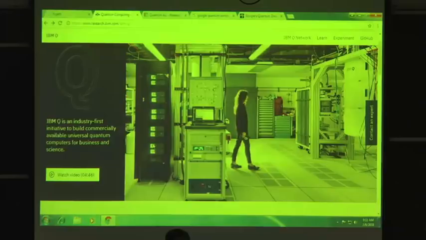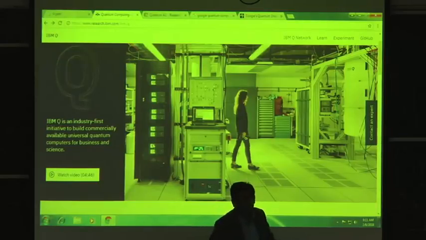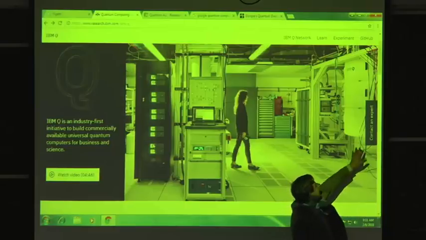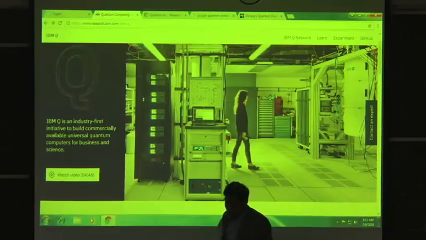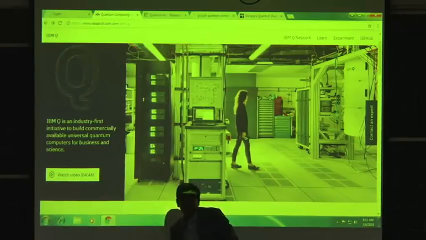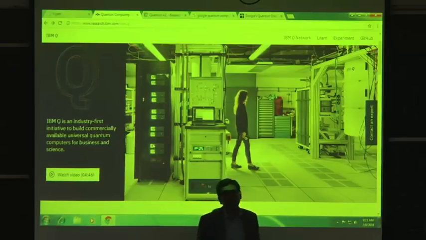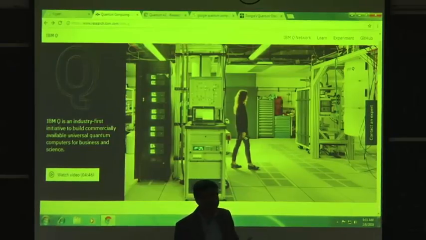IBM Q is another initiative, a very large-scale initiative by IBM, in which IBM would like to achieve quantum supremacy. And I'll explain what is quantum supremacy in the next 5 to 10 years. This picture, yeah, 5 to 10 years, fine. In the age of civilizations, 5 to 10 years is nothing. This work, by the way, has been ongoing for the past 20, 25, 30 years.